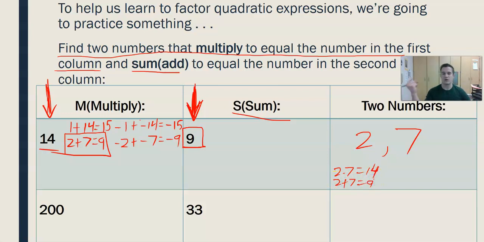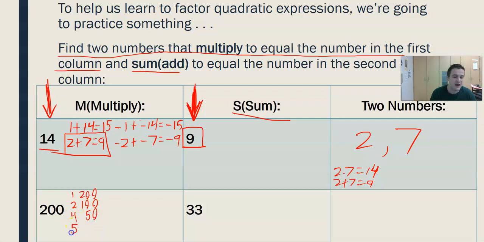Okay, now we're going to do that same thing with these ones. This one number is a little bit bigger, but the process is exactly the same. I'm going to find two numbers that multiply to make 200 and add to make 33. So let's see, I have 1 and 200. I have 2 and 100. I have 4, well 3 wouldn't work. It wouldn't go in evenly, so I have 4 and 50.